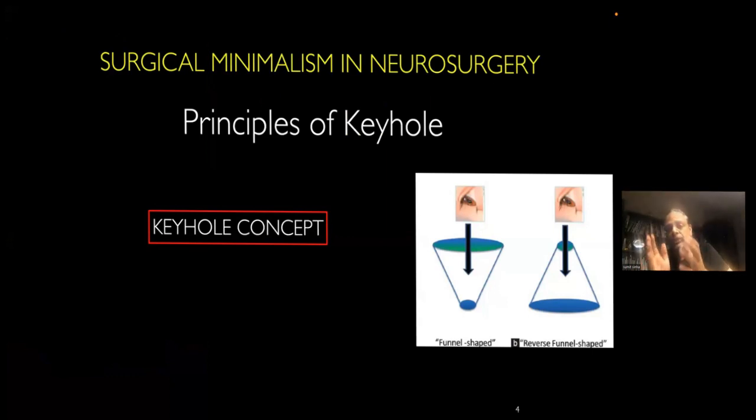In normal microscopic vision, we see a funnel shaped vision, broader outside, narrow inside, and it is the exact reverse in the case of a keyhole craniotomy. It's narrow outside and broad and wide vision inside, and hence this keyhole approach is most suited for tumors that are located deep below the skull. So this is the philosophy.